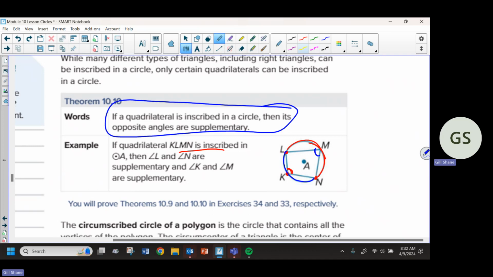So it all goes back to the concept though. The arc is twice the angle, the inscribed angle. The inscribed angle is half the arc. You just have that down. You just know that backwards and forward. And you can figure out all of these theorems, pretty much all these things.